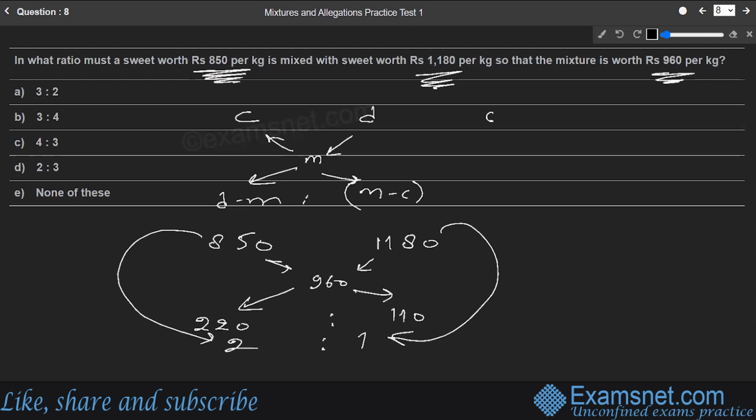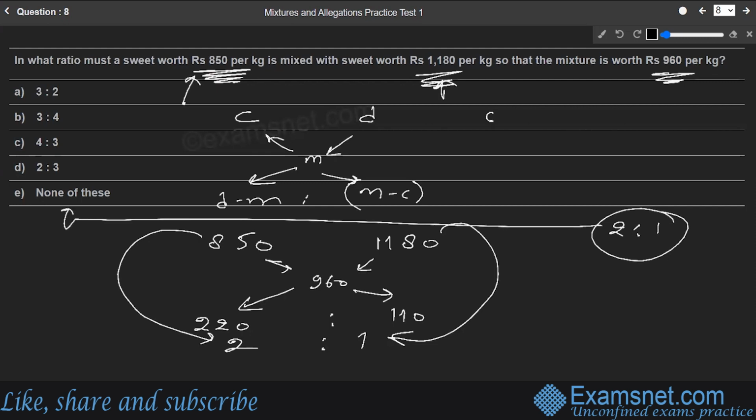Two is to 1. But in which order have they asked? In what ratio must 850 per kg be mixed with 1180 rupees per kg? That means they are asking for the cheaper to dearer ratio. And we can see that the cheaper part is 2 and the dearer part is 1, so the ratio is 2 is to 1. And this 2 is to 1 is not available in any of the answers, so we can mark the right answer as E, that is none of these.